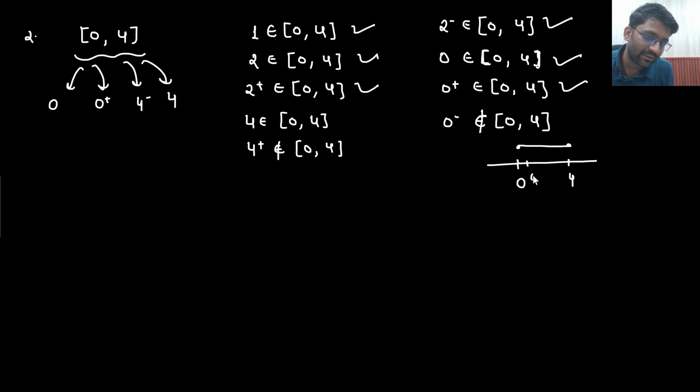That means 0 plus is included, yes. 4 minus is included, yes. 4 plus is included, no. 0 minus is included, no. So what all values are included? Every value between 0 and 4, taking 0 and 4 as well. So 0 is included, 4 is included, 0 plus is included, 4 minus is included.